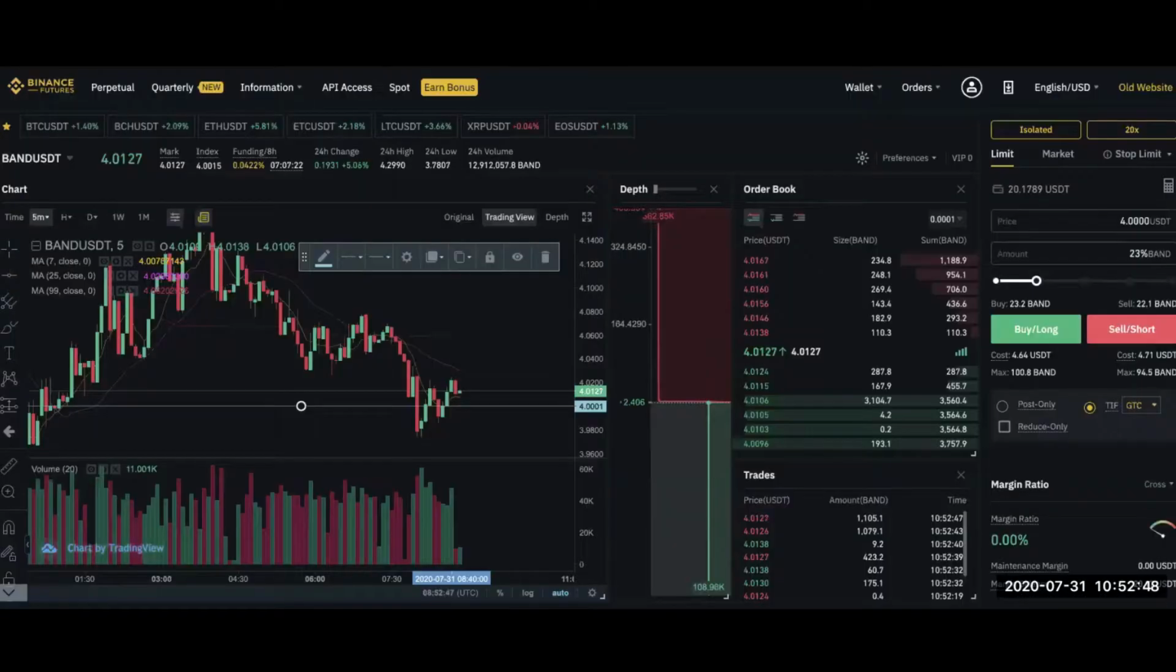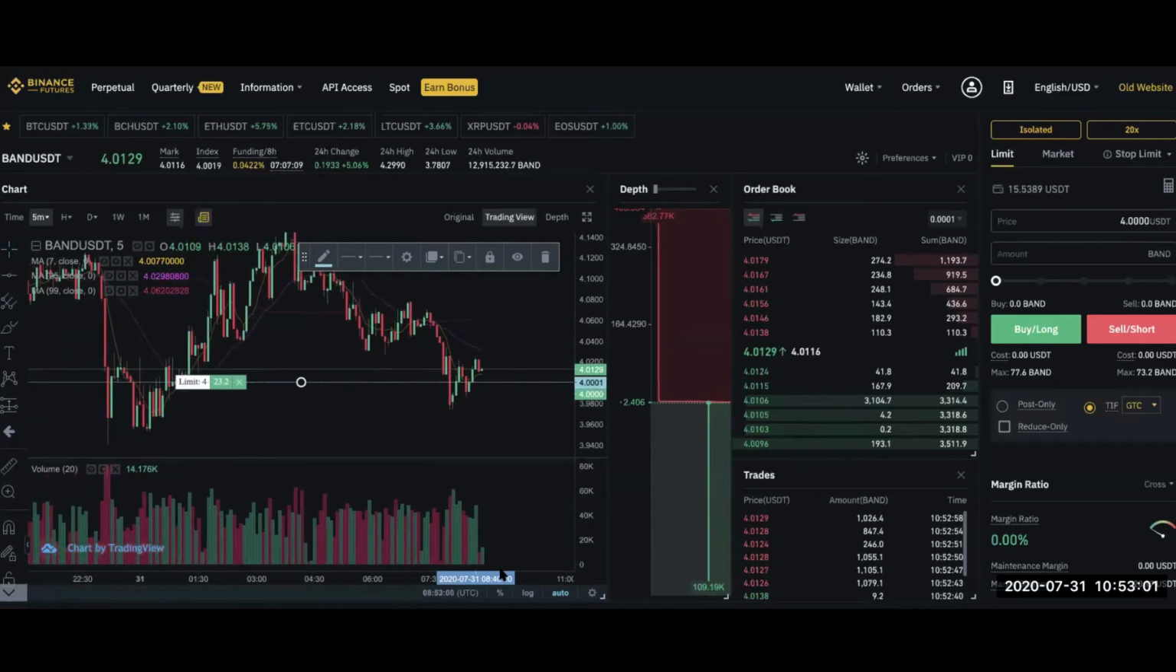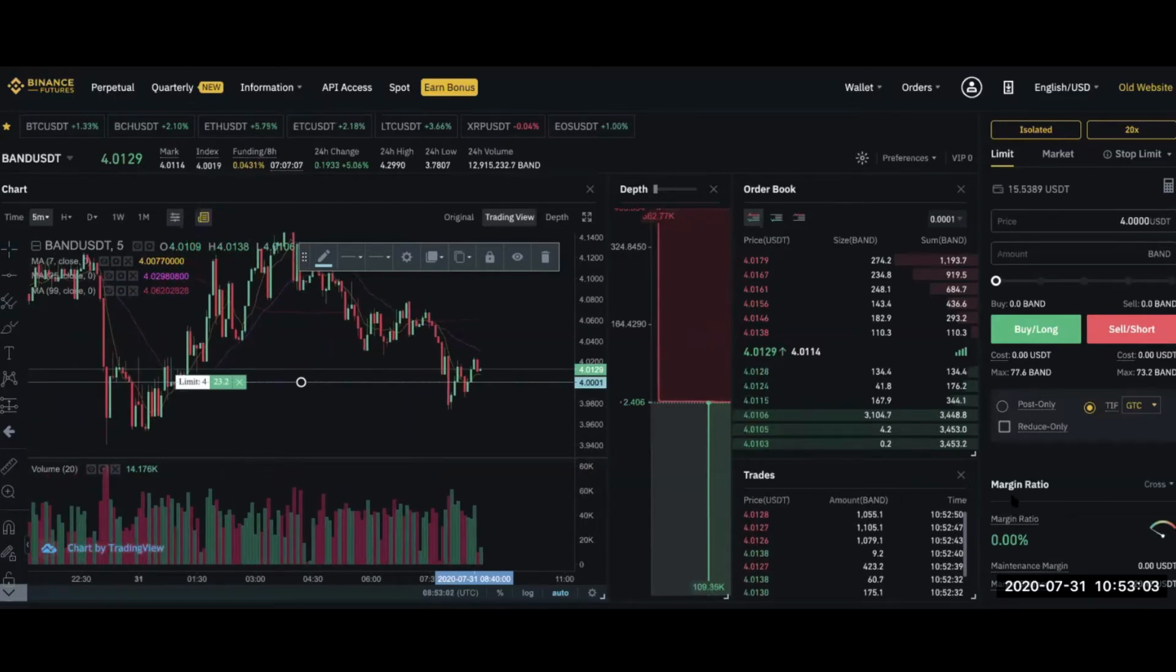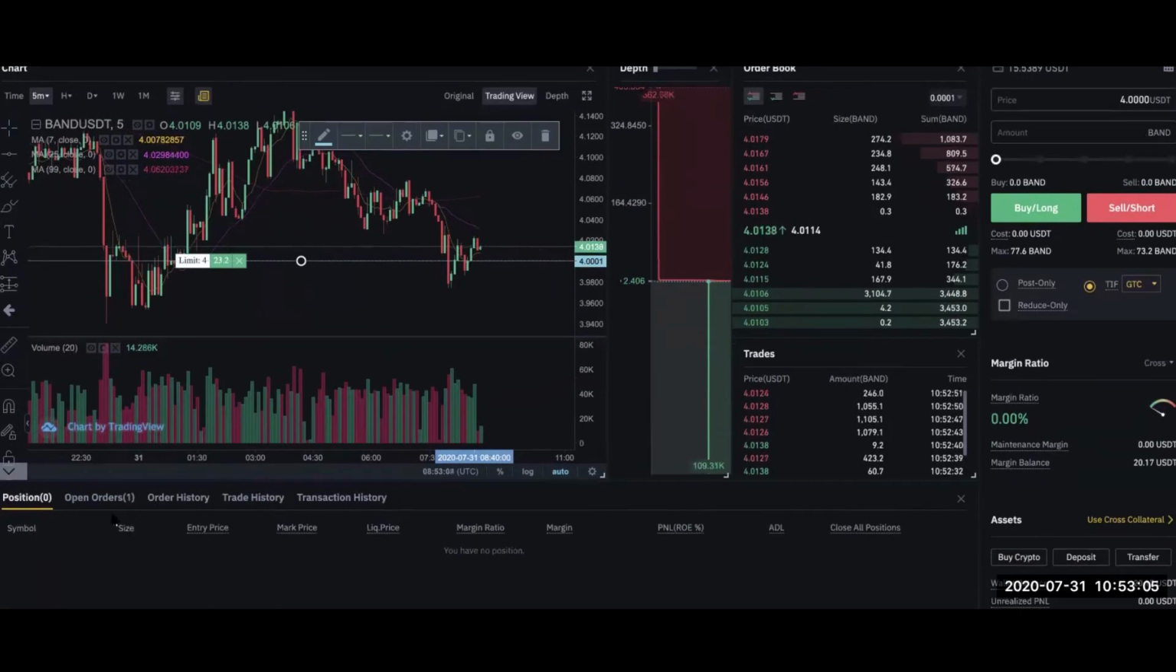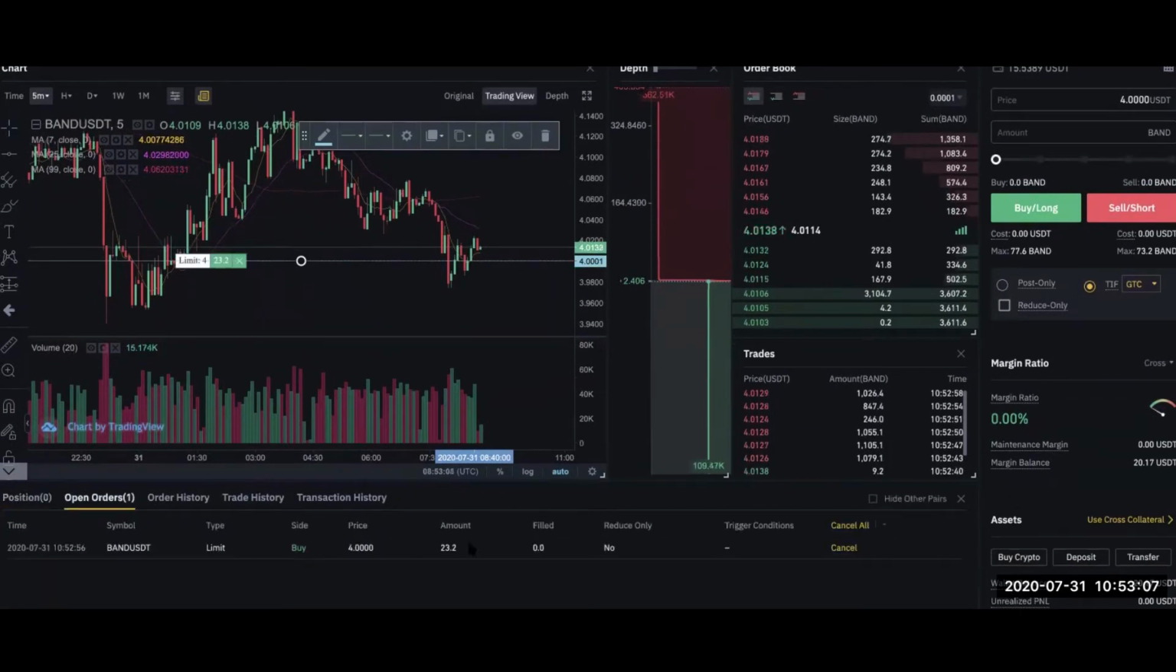And we go back to Binance, and we go buy long there. Now, you see the order submitted. Let me just see if I can scroll down. You'll see the open order is here. It hasn't physically triggered yet. And you can see it on the chart there.